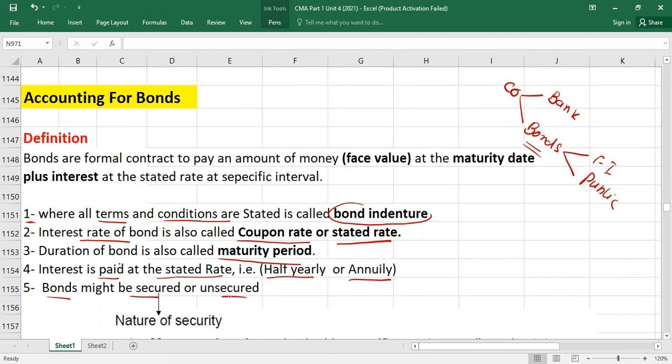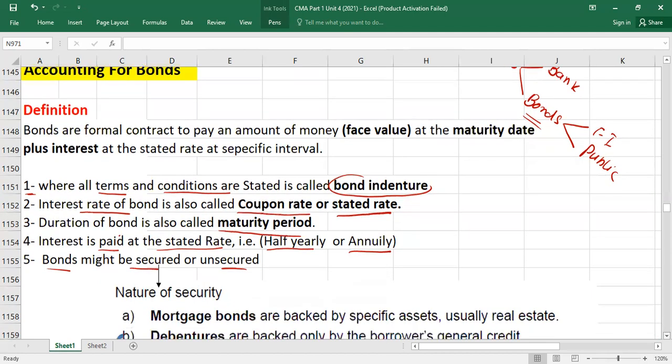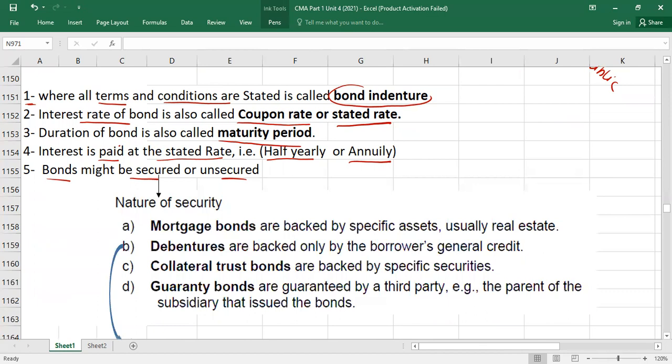Understood? So same here, bonds could be secured against other assets, or bonds could be unsecured. Obviously, unsecured bonds are always risky from the investor's point of view. If bonds are secured and the company defaults, at least the investor has an option: they can sell the secured assets to recover their money. So here we have different natures of security. I'm explaining just a few points.